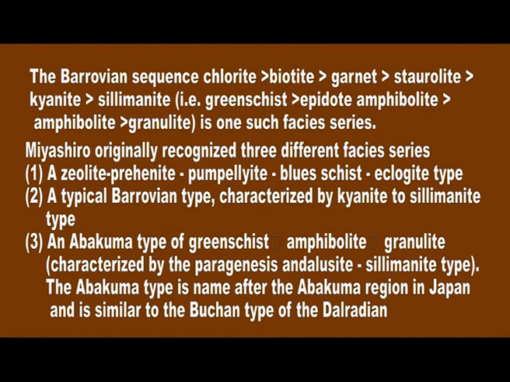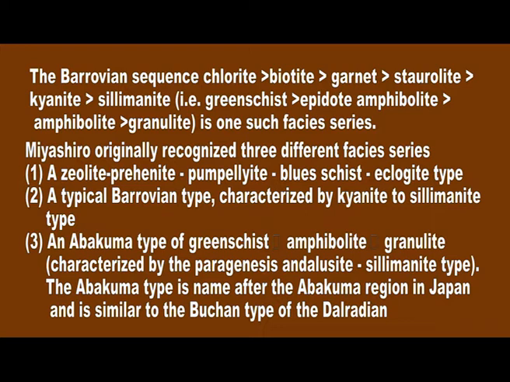The Barrovian sequence, chlorite, biotite, garnet, staurolite, kyanite, sillimanite, that is greenschist, epidote amphibolite, granulite, is one such facies series. Miyashiro originally recognized three different facies series. First, a zeolite, prehnite, pumpellyite, blueschist, eclogite type. Second, a typical Barrovian type, greenschist, epidote amphibolite, granulite, characterized by the paragenesis of kyanite, sillimanite type.